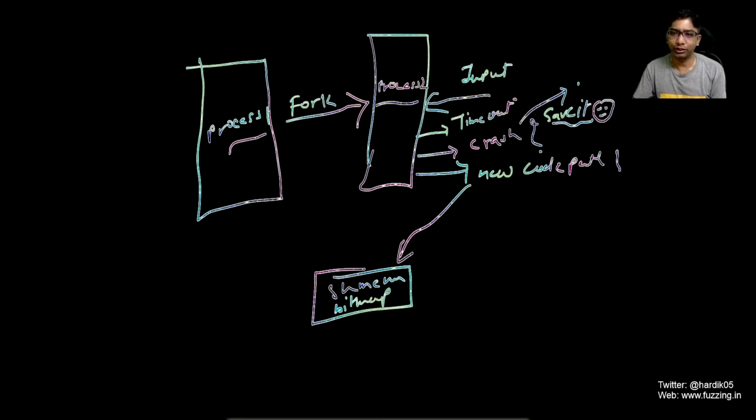I'm not going to cover that source code over here because it will become unnecessarily complex and this video will become too large, so I would like to avoid that. So let us see how a fork server based fuzzer works. In case of a fork server based fuzzer, the fuzzer will take the program which you want to fuzz, and then it will create a process of that program.